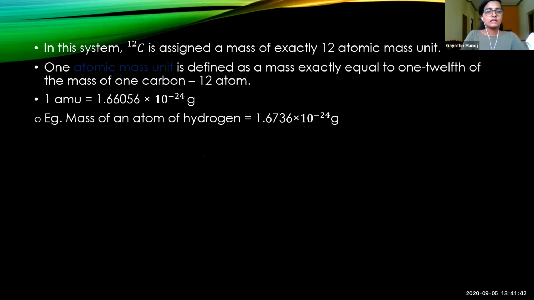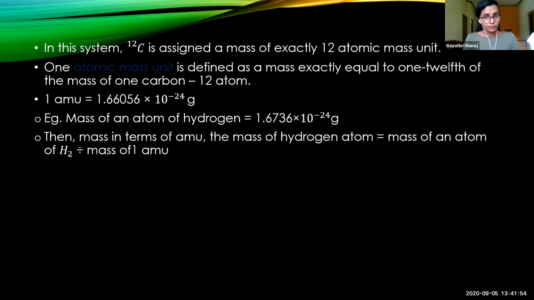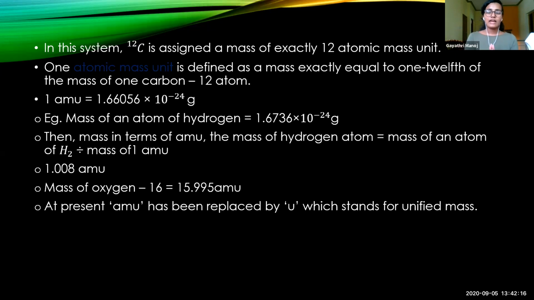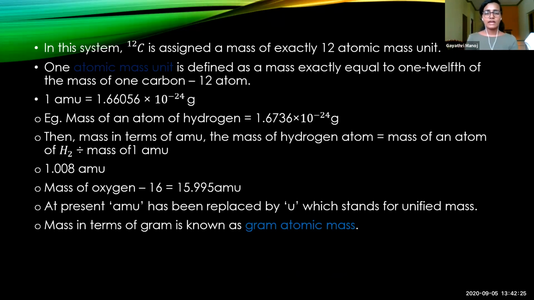Now let's see the atomic mass of hydrogen. We know that the mass of an atom of hydrogen is 1.6736 times 10 raised to negative 24 gram. So the mass of a hydrogen atom in terms of AMU is the mass of an atom of hydrogen divided by the mass of one AMU, which is 1.008 AMU. And we can use this to find the atomic mass of all other elements, like the mass of oxygen is 15.995 AMU. And at present, we don't use the term AMU, and it has been replaced by U, which stands for unified mass.